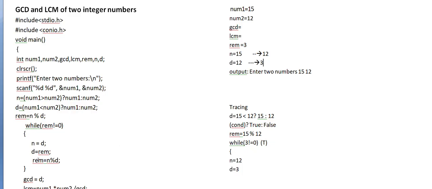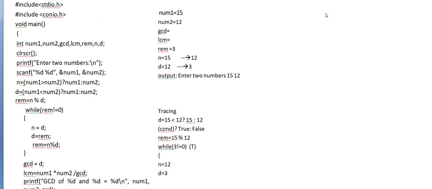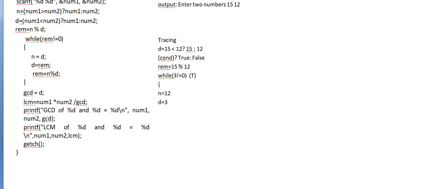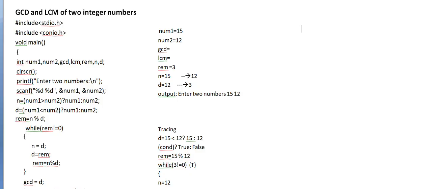Okay, next what they have given is n modulus of d. Okay friends, they have given that n modulus of d. So now we are calculating this one, n equals d. We have n is equal to 12 over here. So in the second step, n is equal to 12, and the next d is equal to remainder. The remainder value is 3, so d is equal to 3 at the next step.